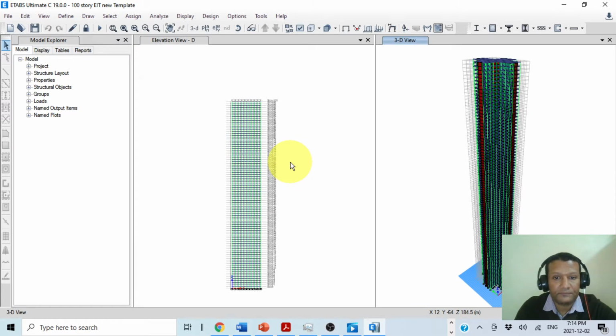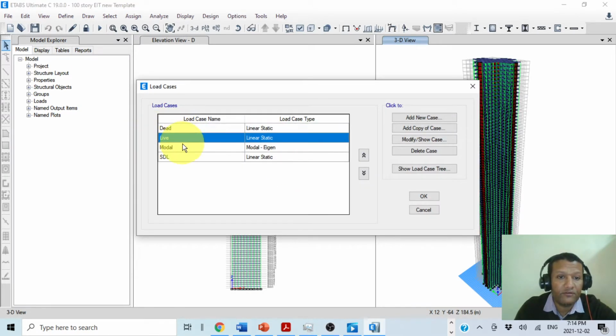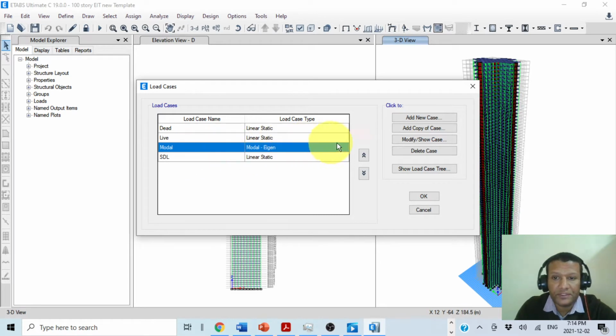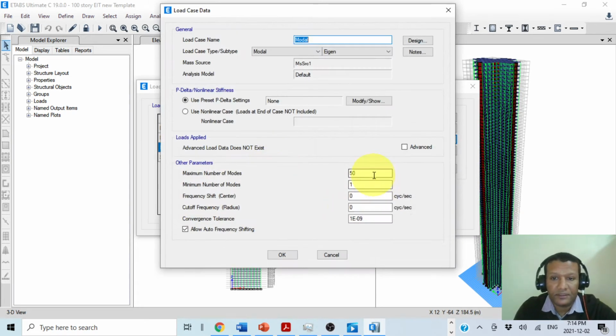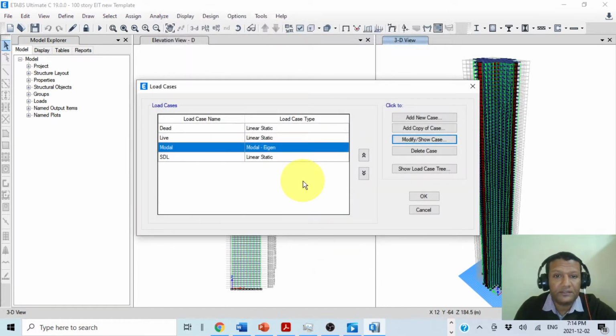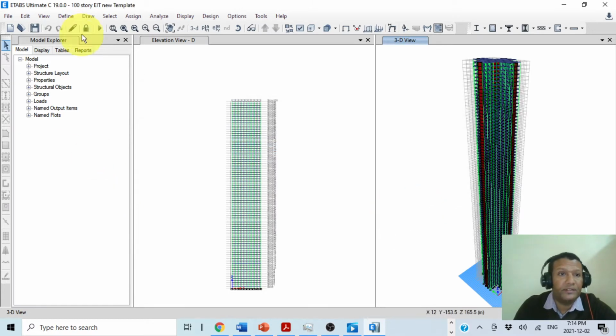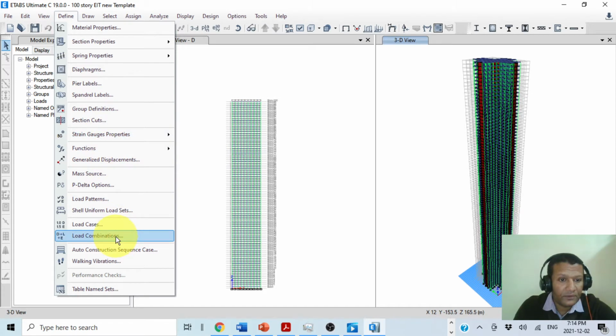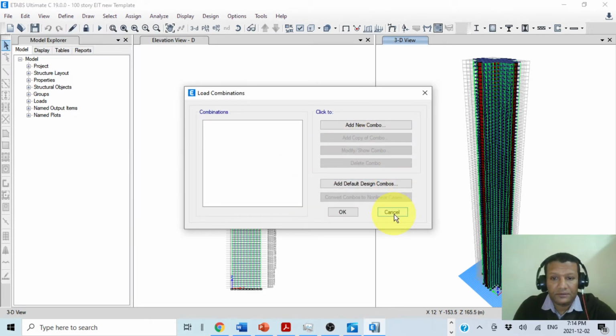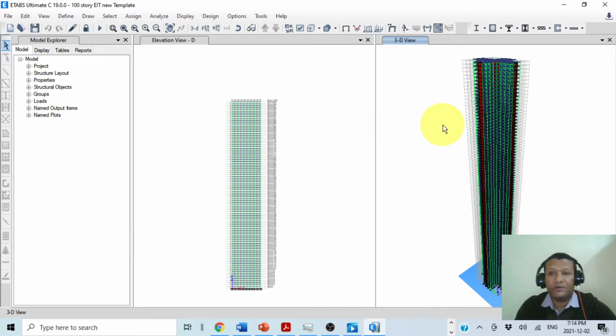Load cases: our load cases are dead load, live load, modal. For modal I set it to 50, that's enough, because we don't need all the higher mode reactions. We need only, as per code, 80 up to 90% of the mass participation factors. That's why 50 is too much. Around 7, 8 it will achieve. That's why I chose that. Load combinations. Now we don't have any load combination, because we are going to make classical modal analysis.